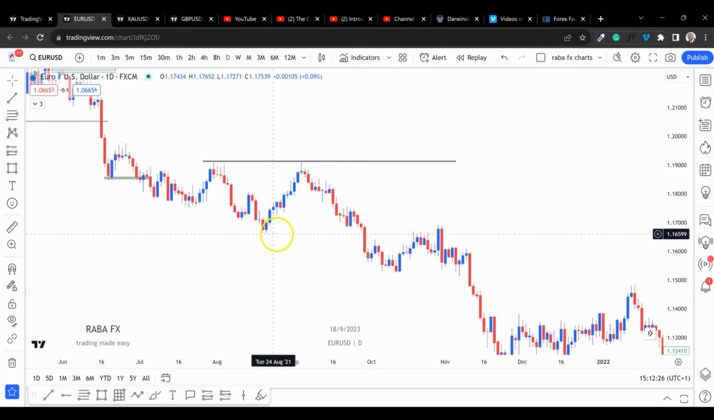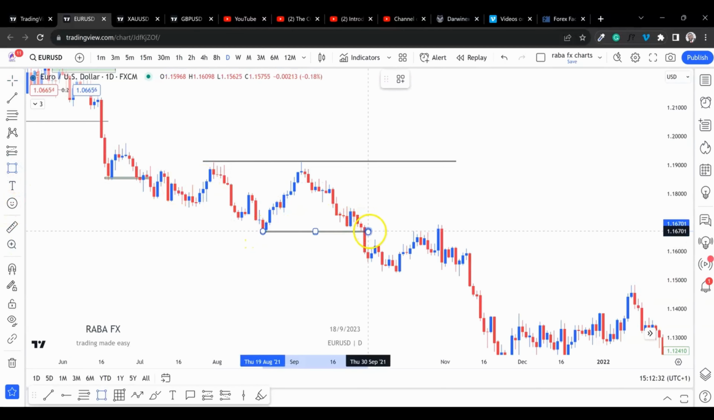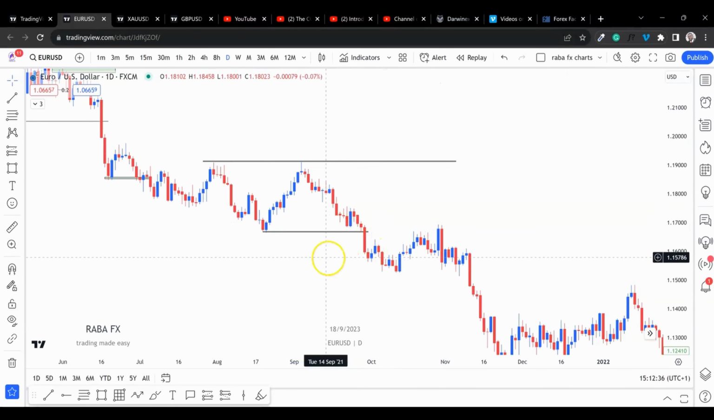Now let's continue. When the market took out this low, I'm teaching you here. Pay attention. When the market took out this low, where is the higher high? Some people will mark here as the higher high.